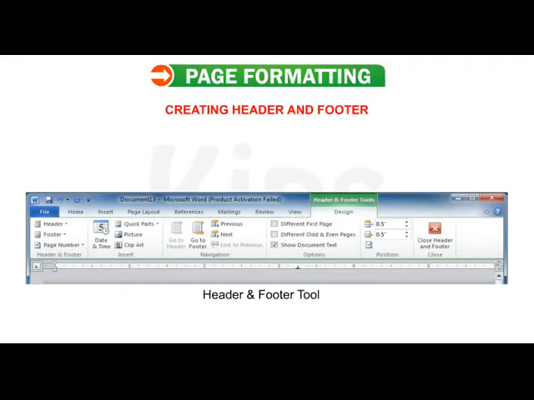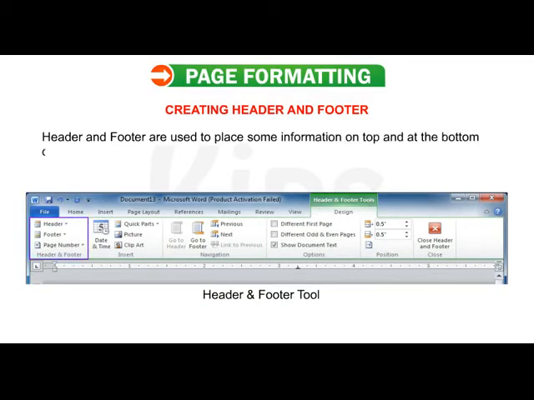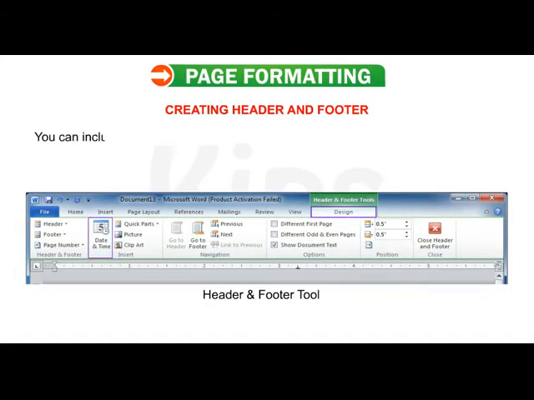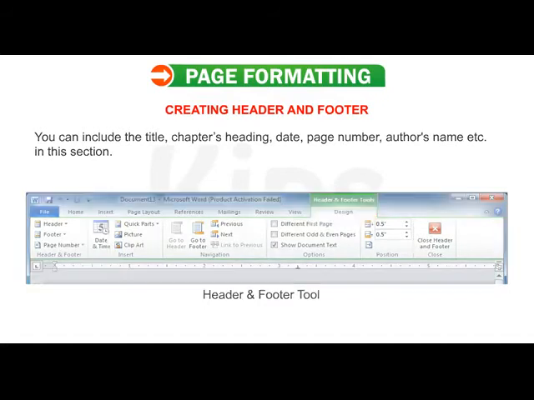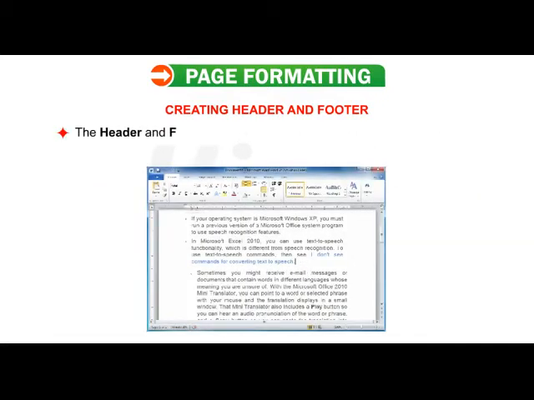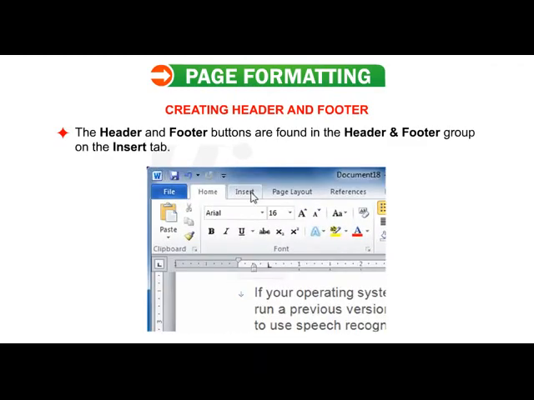Students, let us learn how to format our page with some interesting options. First step is to create header and footer. Header and footer are used to place some information on top and at the bottom of every page respectively. You can include the title, chapter's heading, date, page number, author's name, etc. in this section. The header and footer buttons are found in the Header and Footer group on the Insert tab.